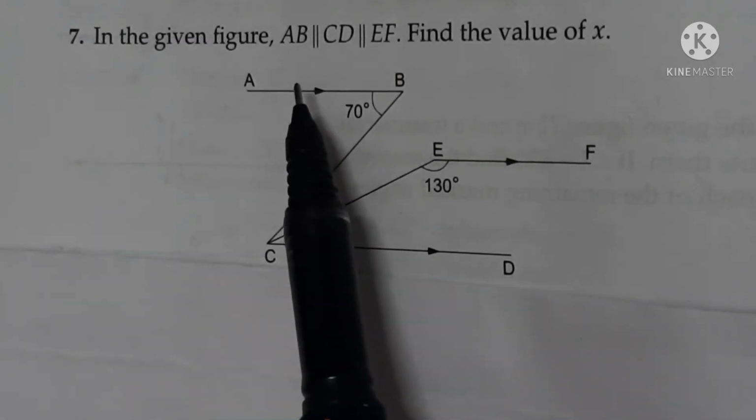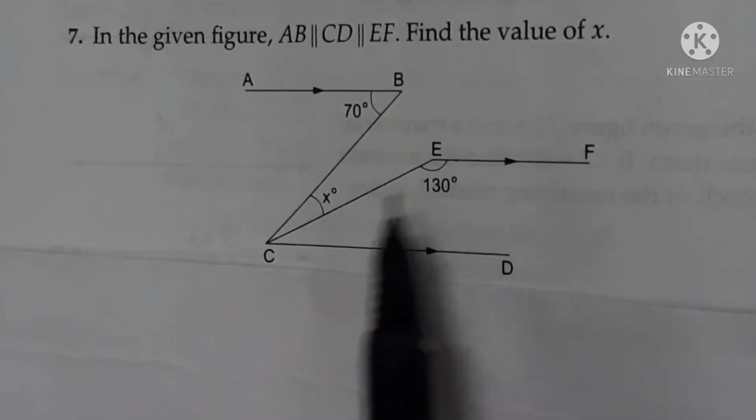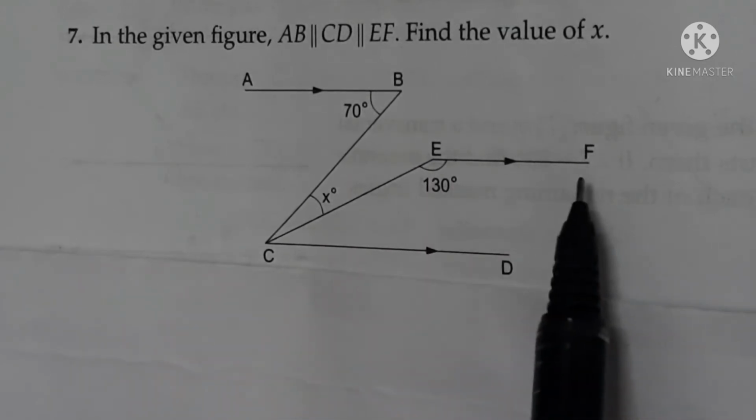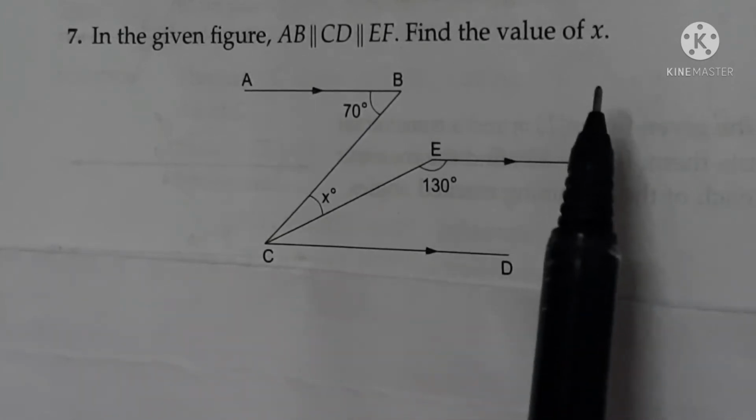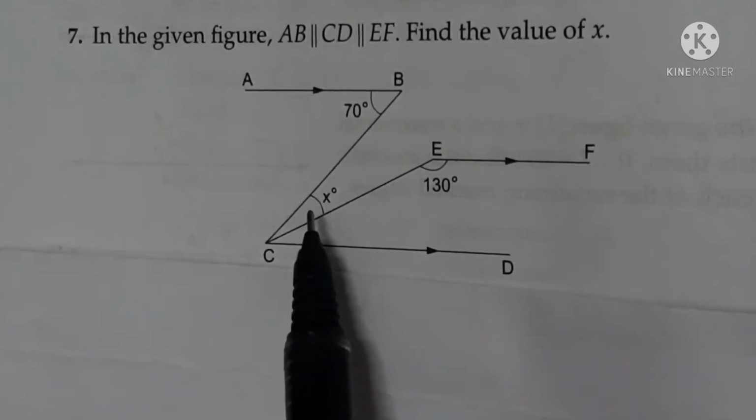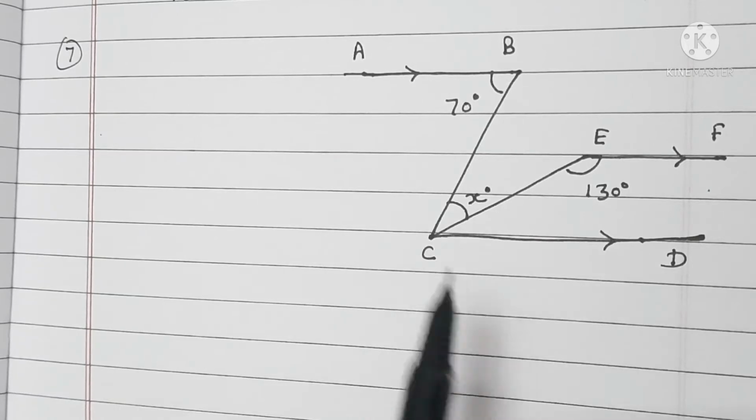In the given figure, AB is parallel to CD is parallel to EF. This is AB, this is CD, and this is EF. These are parallel to each other. Find the value of X, which is this angle. So how to solve it? Now see the figure.